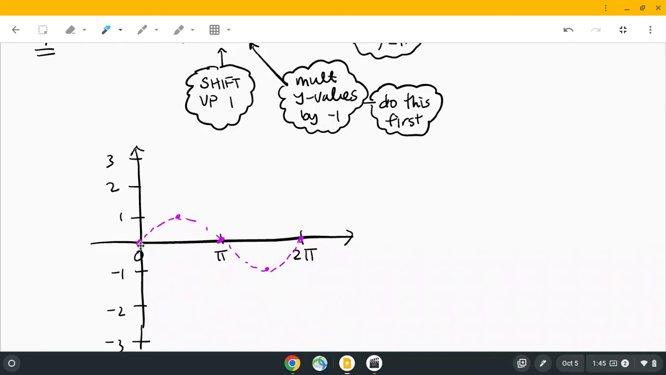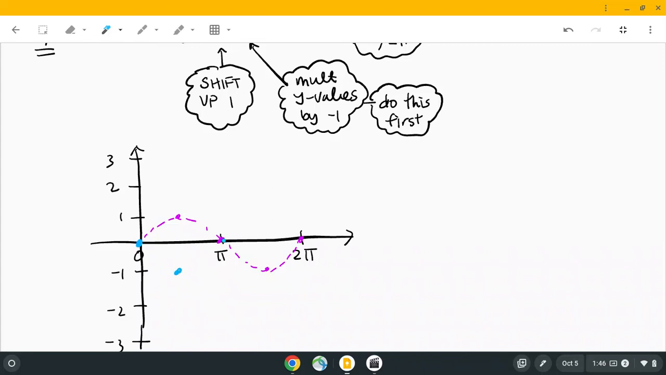This is 0. Okay, the y value here is 0. The y value here is 1. The y value here is 0. The y value here is -1. And the y value here is 0. Okay, we're going to do each one of those. Multiply the y value by -1. Y value 0. 0 times -1 is 0. Y value here is 1. 1 times -1 is -1.